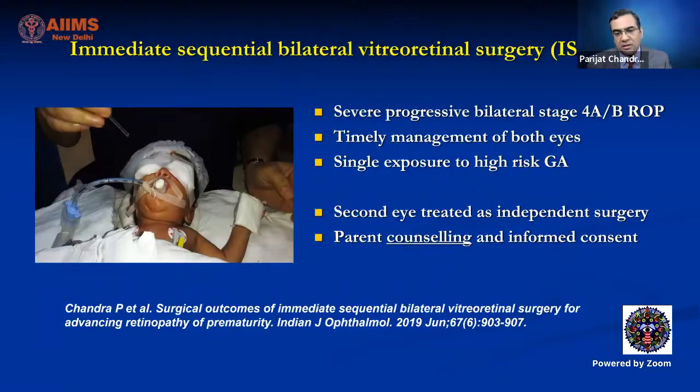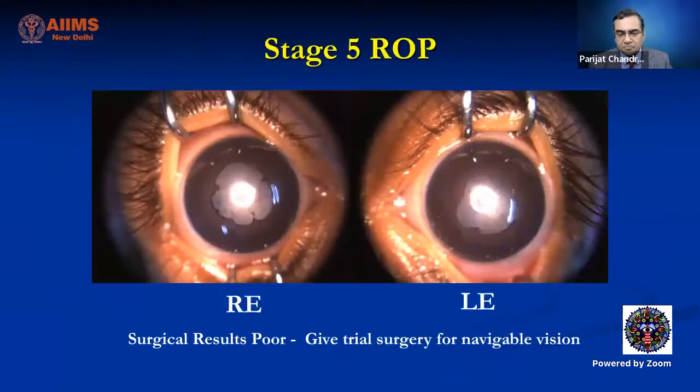But it's very important that you counsel the parents and you treat the second eye as a second surgery, which basically means you clean and drape again, the team re-washes, you change the fluid, you change the instruments, so that all safety precautions can be taken, and it's just like another surgery. It's not just a part of the same surgery. So this really helps to take care of both the eyes in one go.